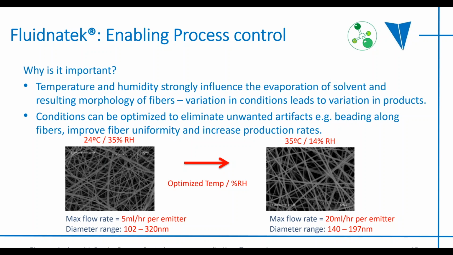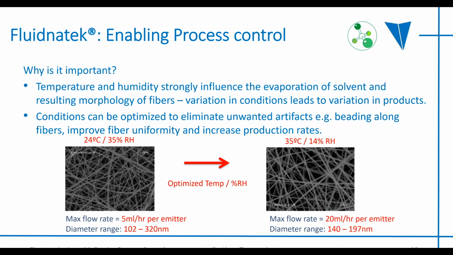So we can use the AC unit to either control the temperature and humidity to be very stable, so that you achieve consistency, and you can also use it as an experimental tool to optimize the spinning conditions.